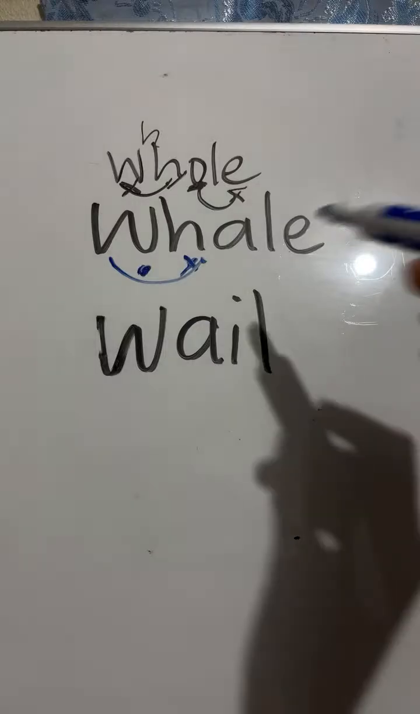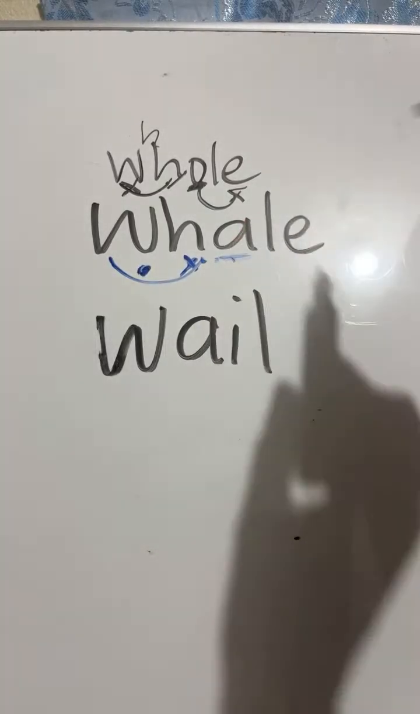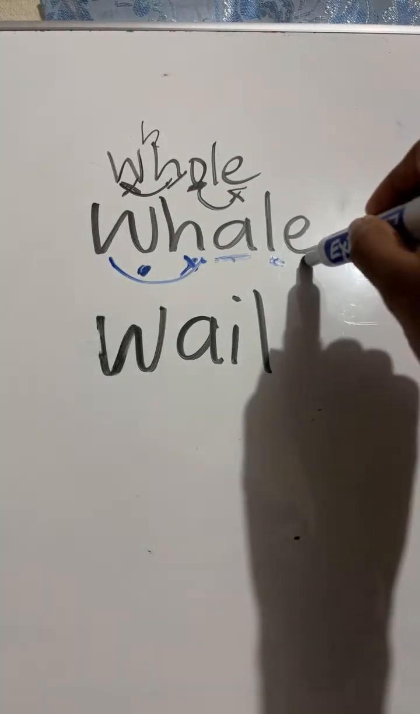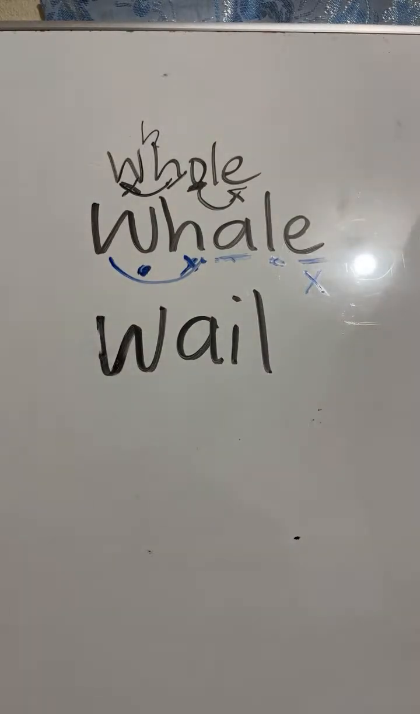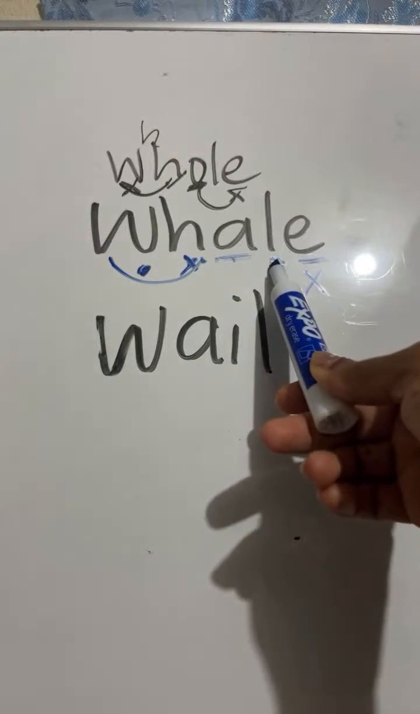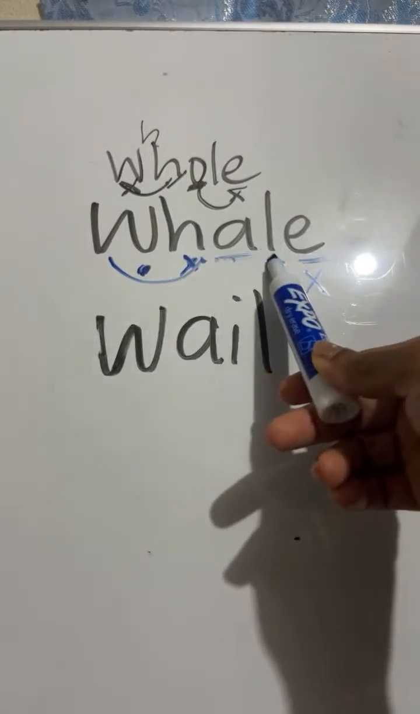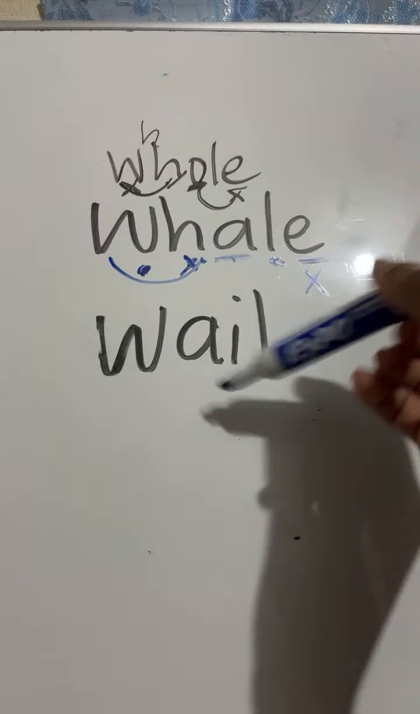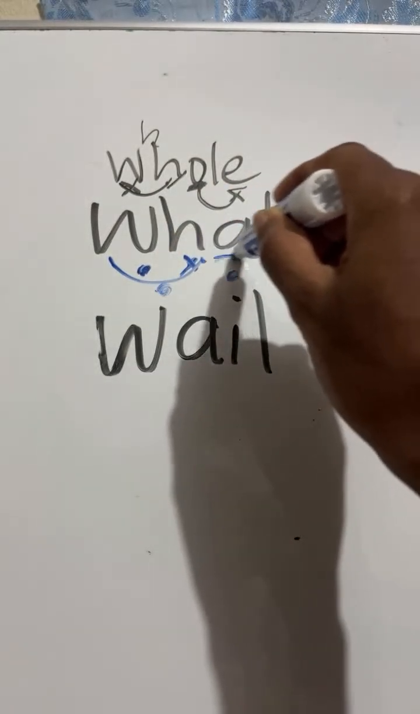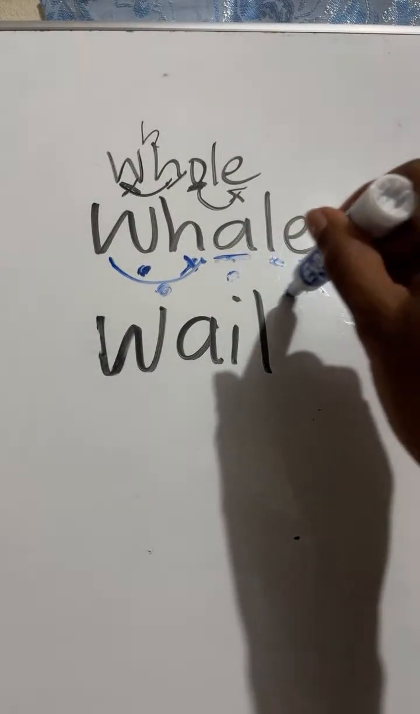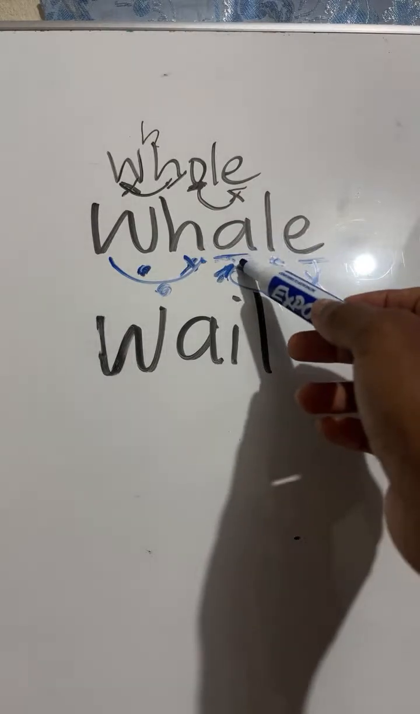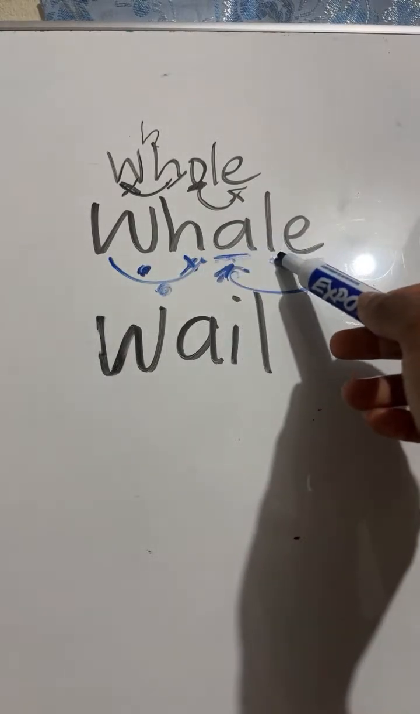All right, so the A makes the sound A, and the L makes the sound L. The E at the end is silent. So with this word, we hear W, ale, W, ale, whale. Only 3 sounds. WH, then the A makes a long sound calling its name because the E at the end is silent and gives power to the A to call its name. So we hear W, A, L, whale.